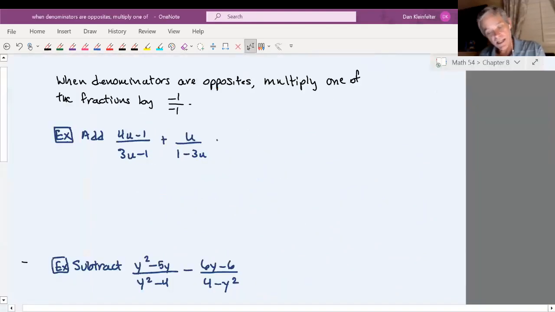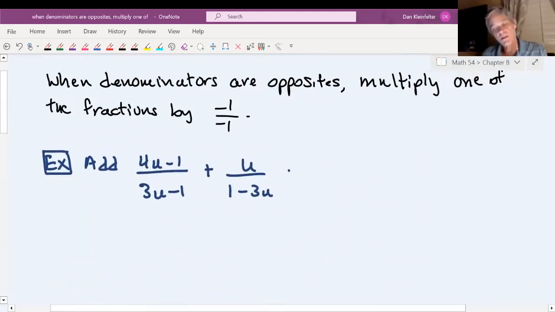Okay, when the denominators are opposites, we're going to multiply one of the fractions by negative 1 over negative 1. Negative 1 over negative 1 is equal to 1, of course, and multiplying by 1 never hurts. So here it appears that the denominators are different, and yeah, they are different actually, but it's easy to make them the same by multiplying the numerator and denominator by negative 1.